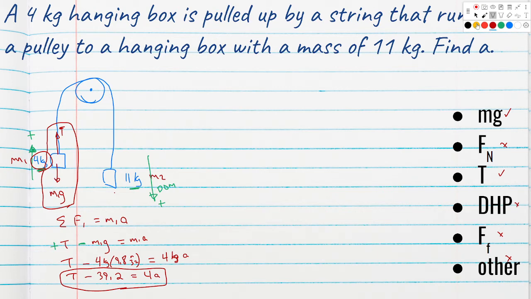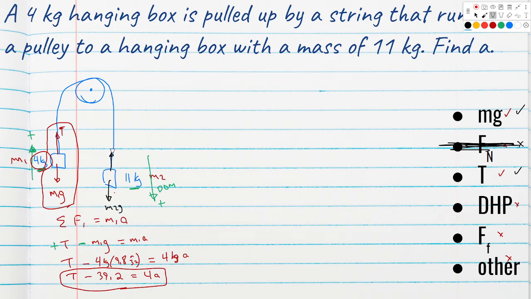Now I got to do the whole thing again, but for this box on the right. So I got to run through the list again. Does gravity pull on it? Yes. Put an arrow. M2G. Does the normal force? No, there's no table. Neither one of these has a normal force pushing up, but both of them do have a string, and in this case the string runs up, opposite the direction of motion. That string is holding back.